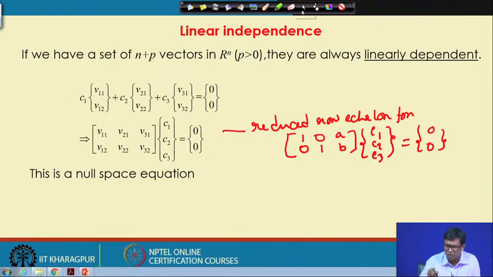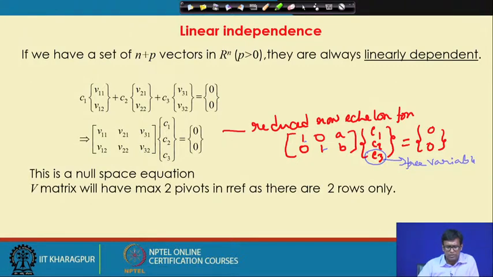So, C3 will become a free variable. These are the pivots, and this is the free variable, and it will give me at least one, in this case, non-zero null space vector. So, we will get a non-zero null space, and a non-zero null space means C1, C2, C3 is not equal to 0. Therefore, this set becomes a linearly dependent set. The V matrix will have a maximum of 2 pivots in RREF, as there are only 2 rows.